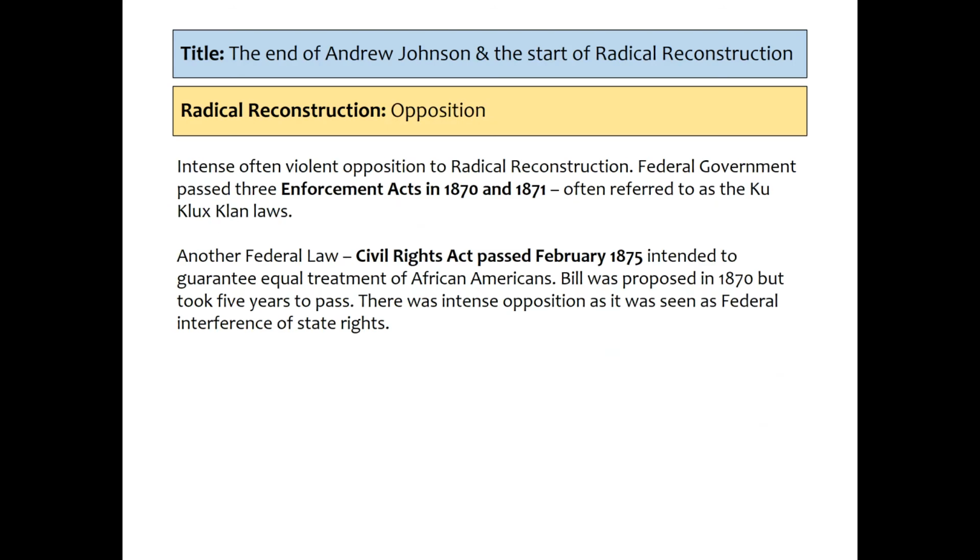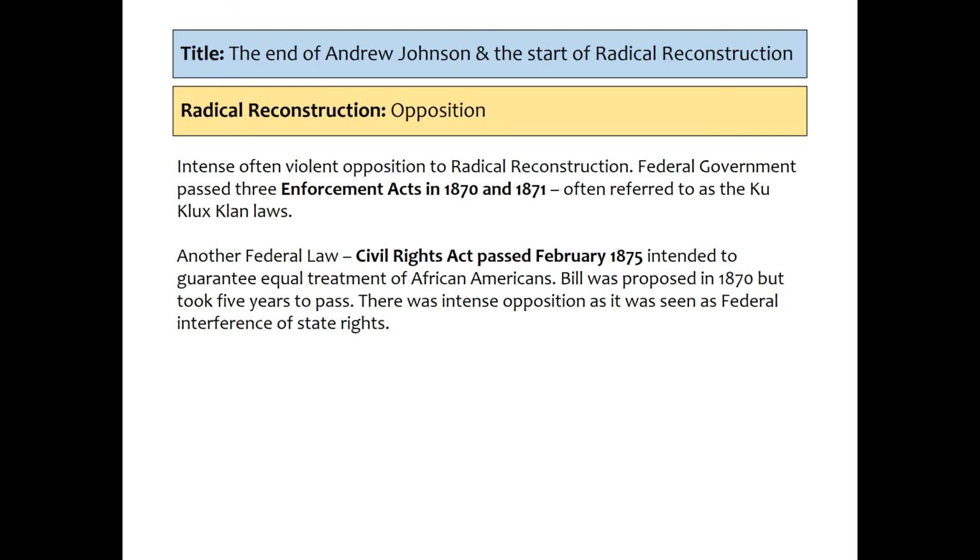So there was opposition, intense, often violent opposition to Radical Reconstruction. The federal government passed 3 enforcement laws in 1870 and 1871. They're often referred to as the Ku Klux Klan laws, as they were in response to the violent outbreaks that the KKK were responsible for. And then we've also got the Civil Rights Act.